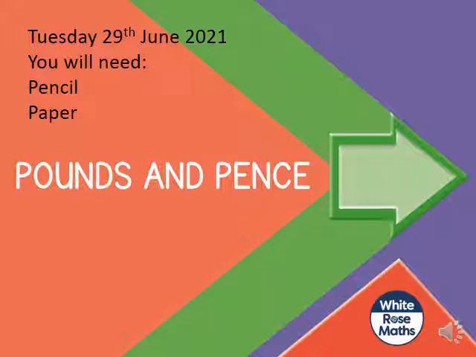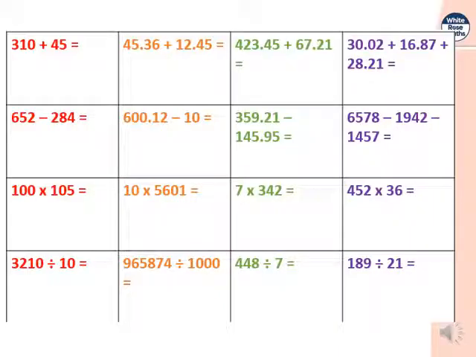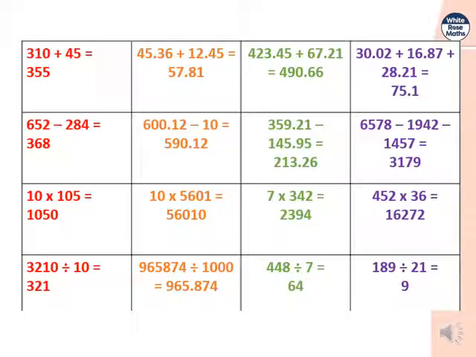We're going to start with our 4 a day. You're going to choose one of the colours, have a go, and then your answers will come after. Pause the video and have a go at your 4 a day. Here are your answers to your 4 a day. Check that you got them correct and work out what mistakes you made if you did make any, and we'll move on.